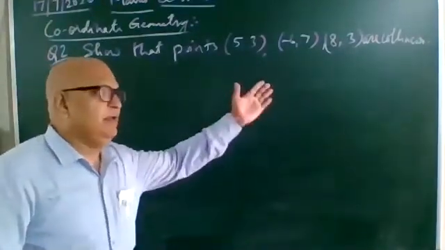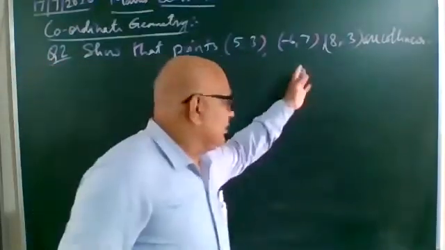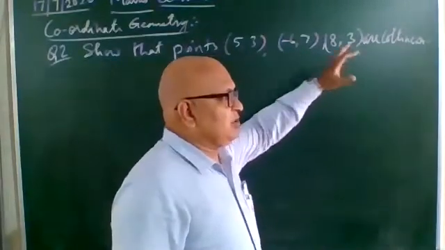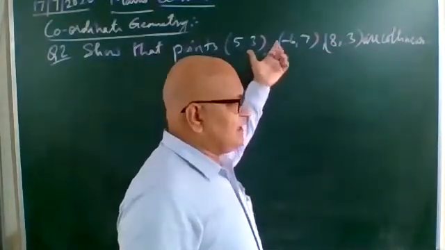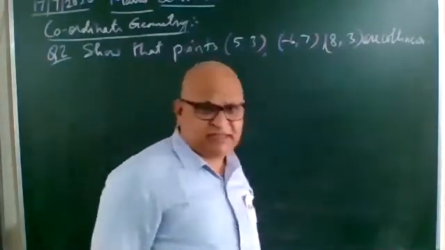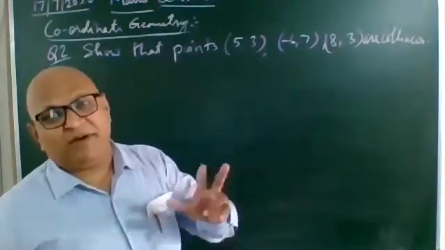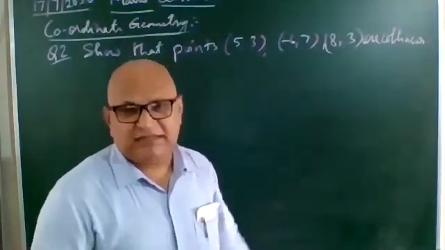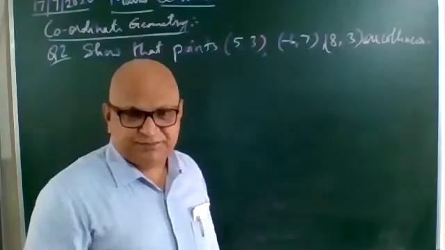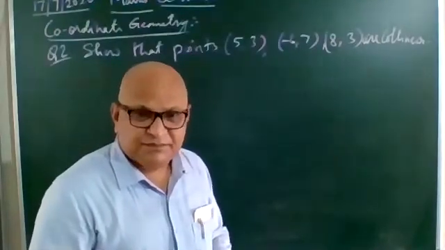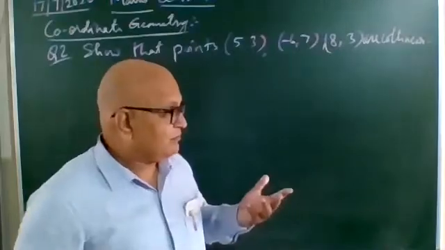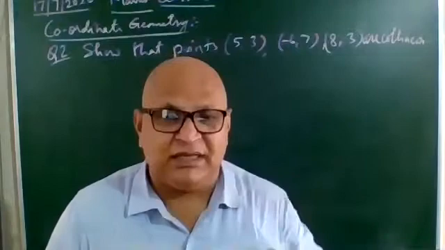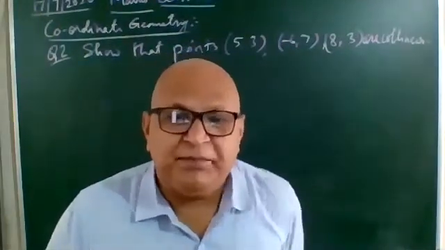Generally, some students write A, B, and C, and apply the distance formula, that is AB plus BC equal to AC. That is, the sum of two line segments is equal to the third line segment. Then we say points are collinear. But one boy, when I was checking the copy, I came to know that he had done this question by plotting on the graph.